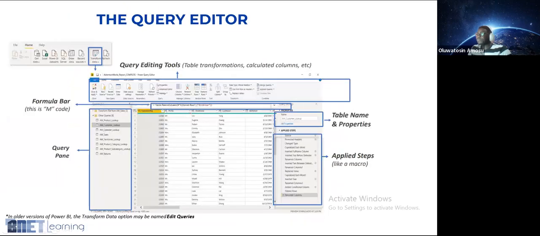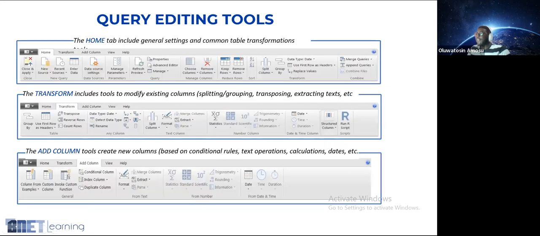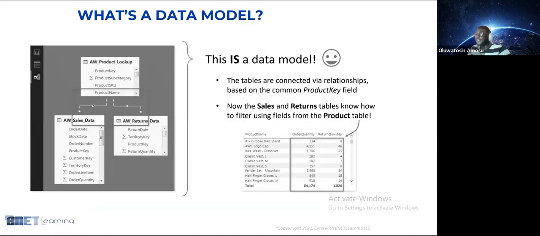And this is the query editor. This is where all data connection and shaping are done. You can see how it looks. This is the formula bar. In case we want to build some calculated columns, we can do it from the formula bar. This is the query pane, where all of our tables live. These are the applied steps. Every action we perform here is going to be recorded like a macro. And these are some of the features of Power Query, which is also known as the query editor. Then you can see the tools here in this slide.